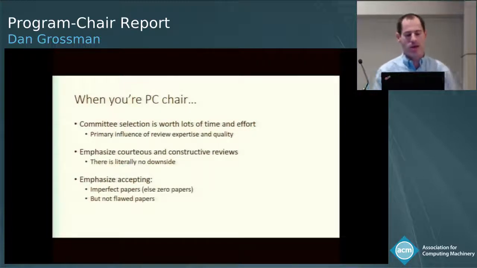I very much tried to emphasize courteous and constructive reviews, both for things the authors would see and even between reviewers and online discussion. There is literally no downside to this. I cannot think of a downside to this, and I can think of lots of upsides. So it's something I personally chose to emphasize. And then emphasize accepting papers that are imperfect, because if you only accept perfect papers, you will not accept any papers. But this is PLDI, and we have no intention or desire to accept papers that have scientific flaws that need to be corrected before being published as academic papers. And that's the way I think every conference should be.